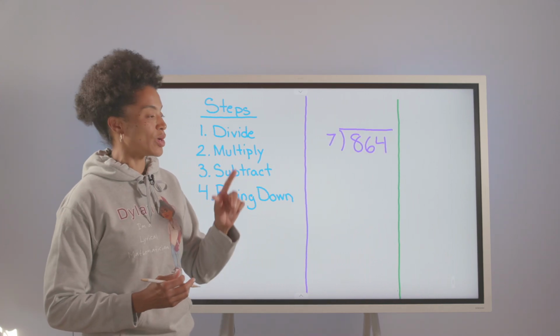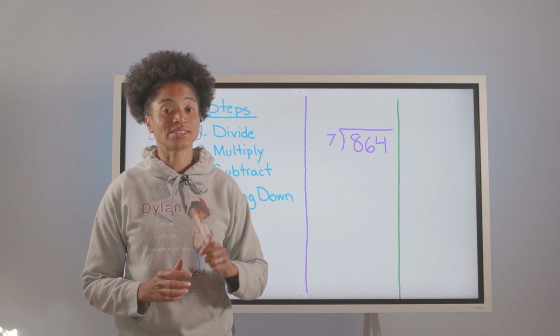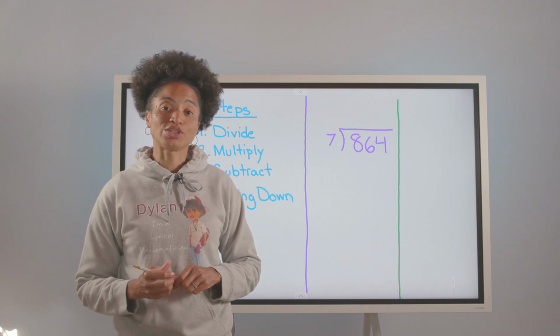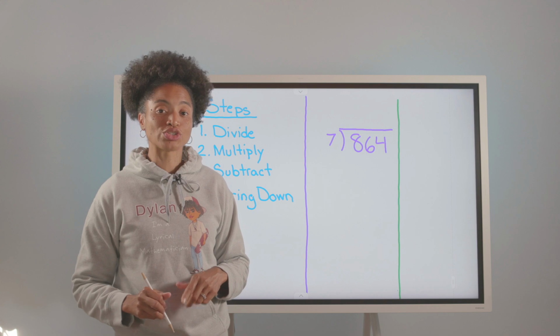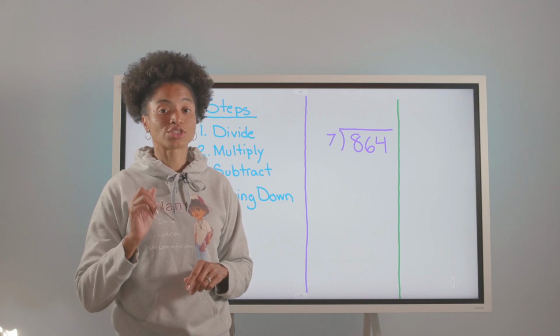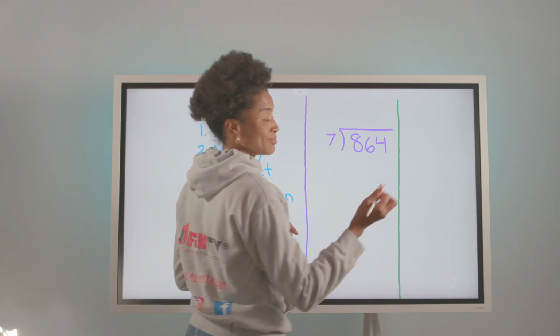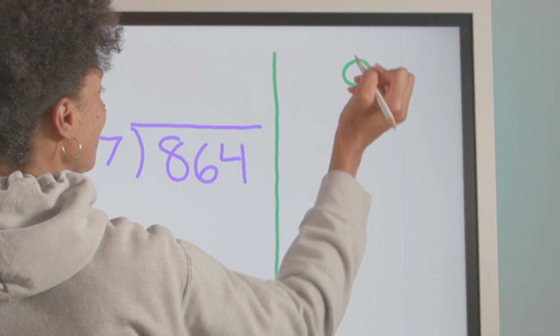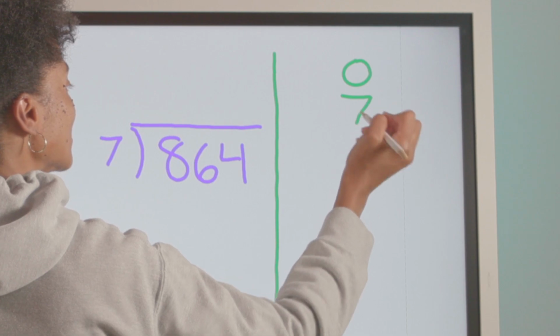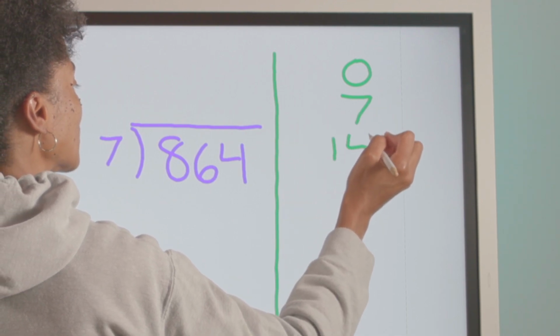So in this case, when we find out what our divisor is, in this case is 7, what we want to do is write out the answers to the 7 times tables, starting with 7 times 0. That answer is 0. Good job. 7 times 1 is 7. 7 times 2 is 14.